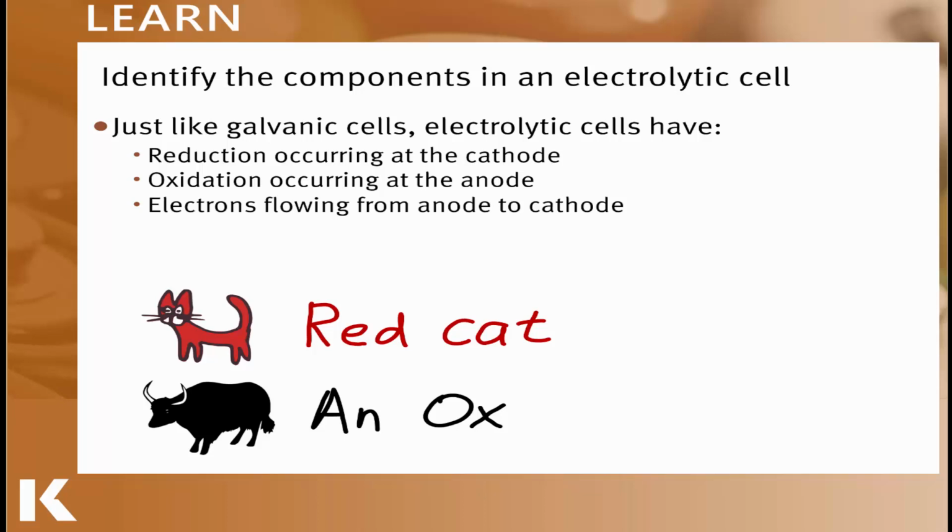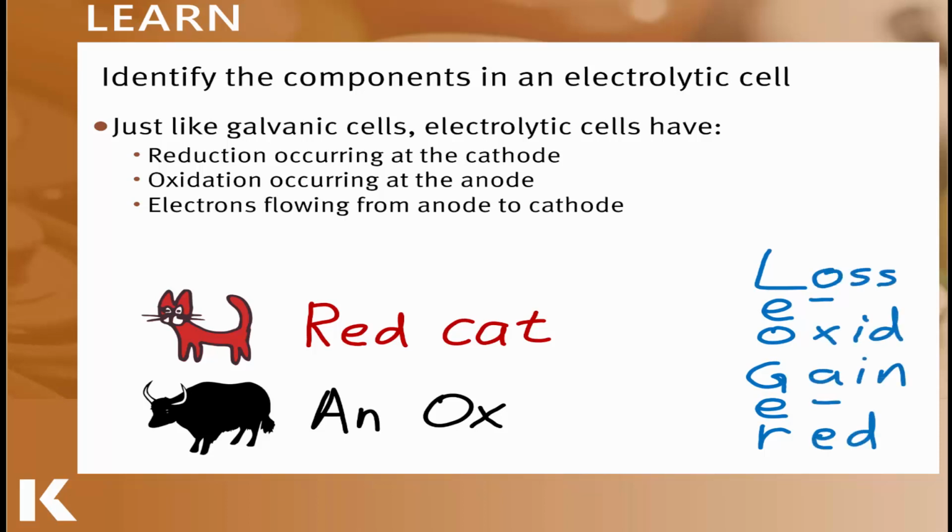Finally, both types of cells, galvanic and electrolytic, have electrons flowing from the anode to the cathode. And to help make sense out of that, I'll remind you of a third animal, which is Leo the lion, and lions say grr, so Leo says grr, which helps you remember that loss of electrons is oxidation, gain of electrons is reduction. So if you put that all together, if the anode is losing electrons and the cathode is gaining electrons, that means the electrons are flowing from anode to cathode, and that is the case in both types of cells, galvanic and electrolytic.